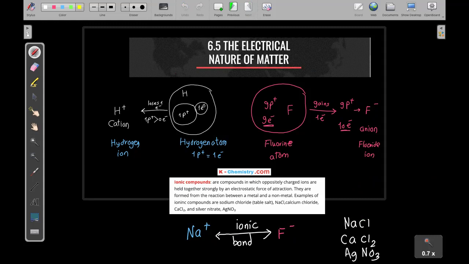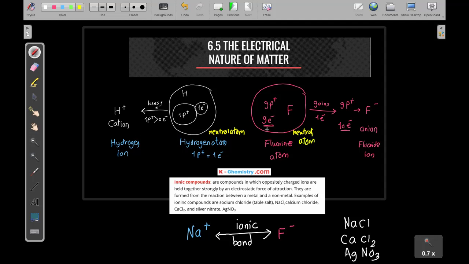So for example, I have a hydrogen. This hydrogen atom has one proton and one electron, so it's called a hydrogen atom. It's non-charged. It's a neutral atom. Fluorine is also a neutral atom. Why are they neutral? Because the number of protons and electrons is the same. Here one proton, one electron. Here 9 protons, 9 electrons. So it's called a neutral atom.